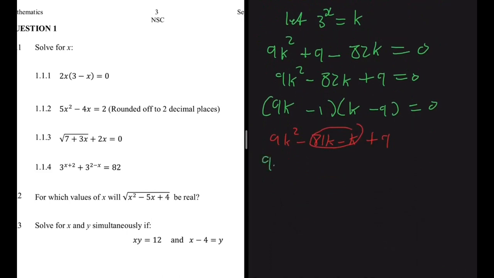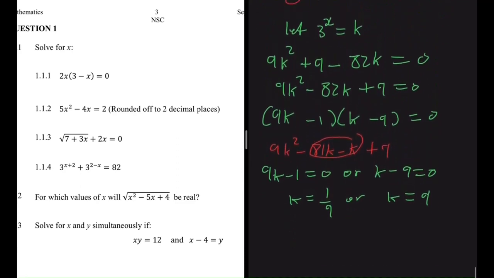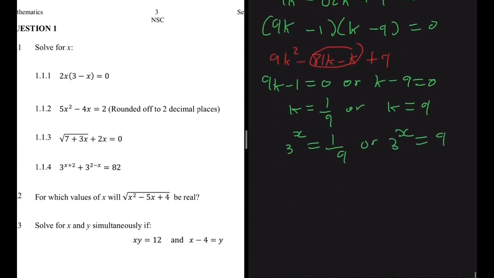So now we can say that 9k minus 1 is equal to 0, or k minus 9 is equal to 0. So k is equal to 1 divided by 9, and on the other side we have k being equal to 9. So we know fully well that k is 3 to the x, right? So we have 3 to the x being equal to 1 divided by 9, or 3 to the x being equal to 9.